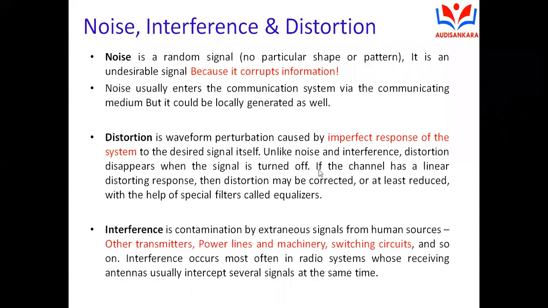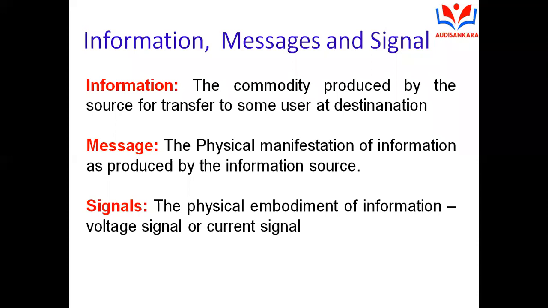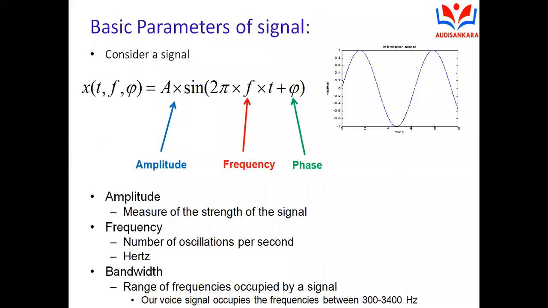Then interference. Interference is a signal from human sources, other transmitters, power lines, machinery, and other switching circuits. Such interference occurs mostly in radio systems whose receiving antennas usually intercept several signals at the same time. That is represented in the block diagram of the communication system.